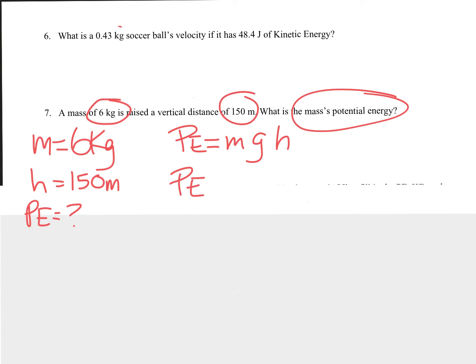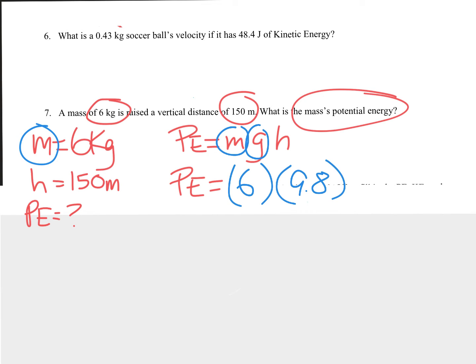Potential energy is something we don't know, but we can start figuring out the rest. My mass, as I know, is 6 kilograms. My gravity, we know, is always 9.8 on planet Earth. That's the acceleration of gravity. And then my height is right here, 150 meters.